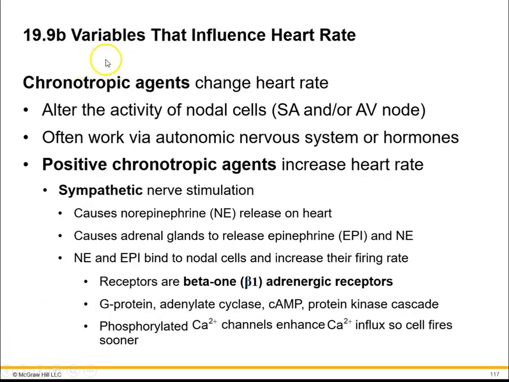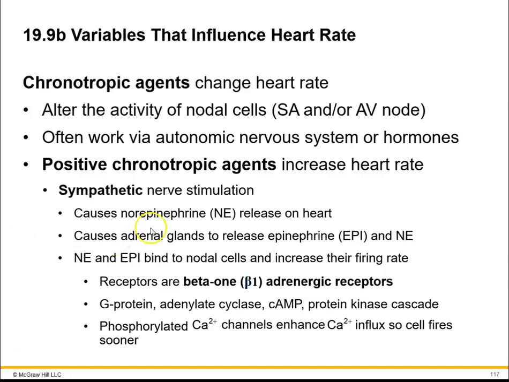All right, now let's talk about factors that influence heart rate. Chronotropic agents are what we call agents that are able to change the heart rate. What they do is they alter the activity of nodal cells, either the SA node and/or the AV node. Often they're going to work via the autonomic nervous system or through hormones. There are positive chronotropic agents and there are negative chronotropic agents. Positive chronotropic agents increase the heart rate. Negative chronotropic agents decrease heart rate.